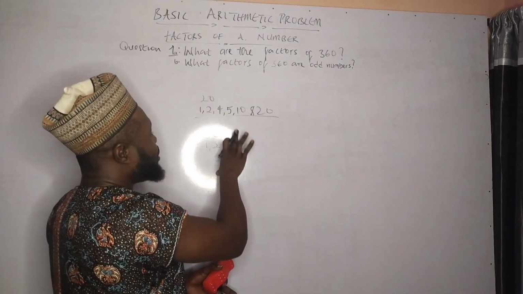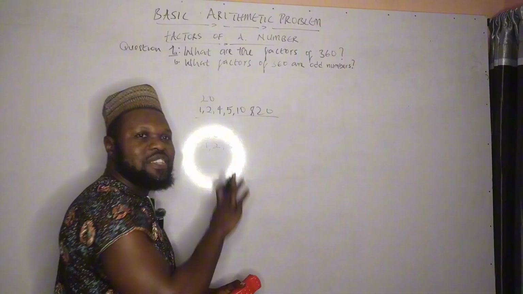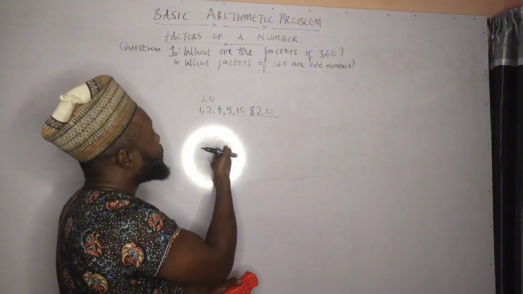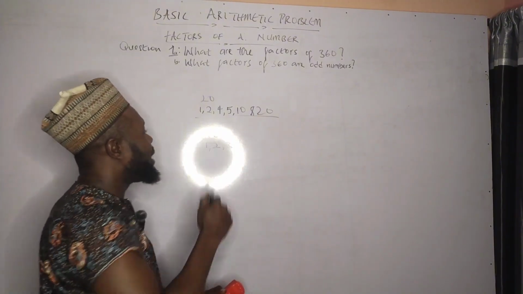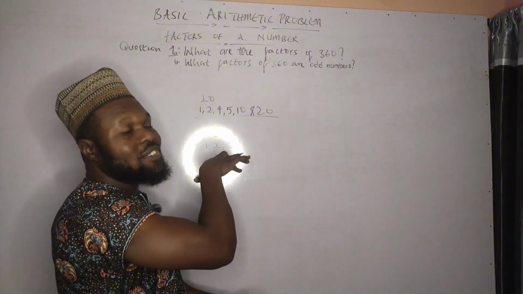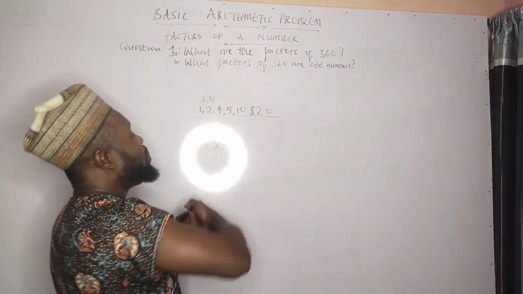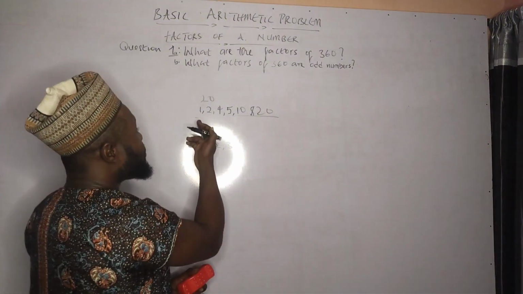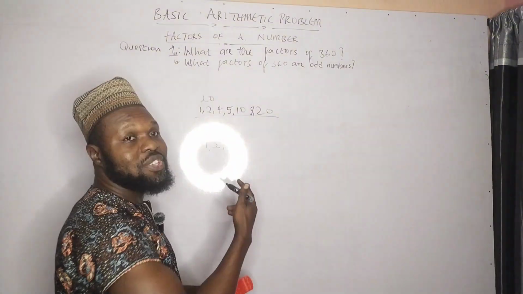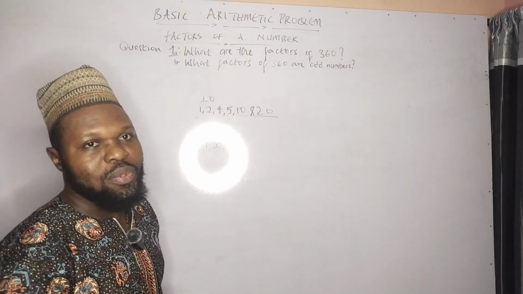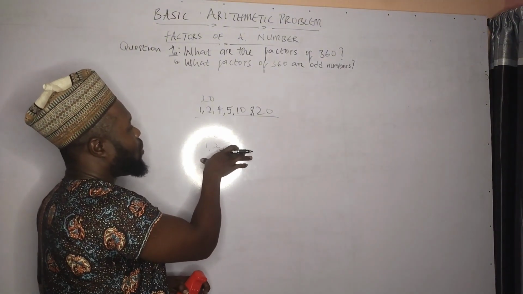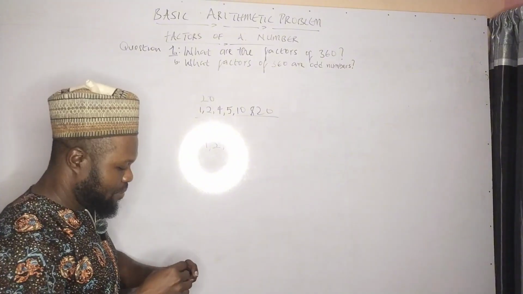So how are you going to do this in order not to make a mistake when you want to find the factors of a big number like this? Imagine it is not 360, but a number even bigger than 360. How do we do it? Are we still going to be saying 1 is a factor, 2 is a factor, 3 is a factor? No. Let me show you how to find the factors of big numbers.